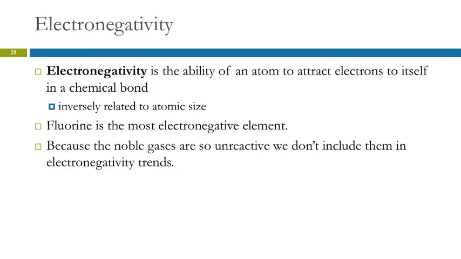So why does fluorine hog the blankets? Why does it take the electrons? It has to do with electronegativity. That's defined as the ability of an atom to attract electrons to itself in a chemical bond. So how strongly can it steal the blankets? This is inversely related to atomic size. So smaller atoms tend to be more electronegative, and larger atoms tend to be less electronegative.